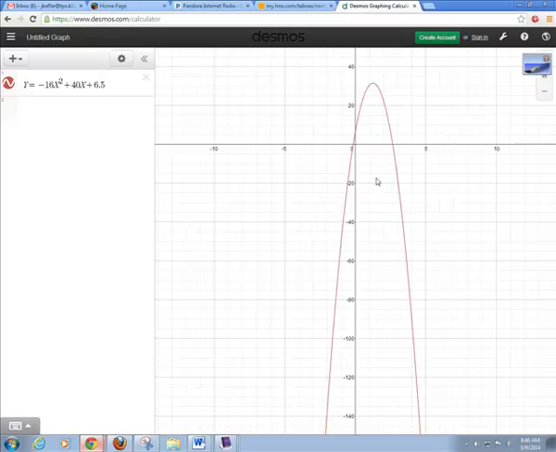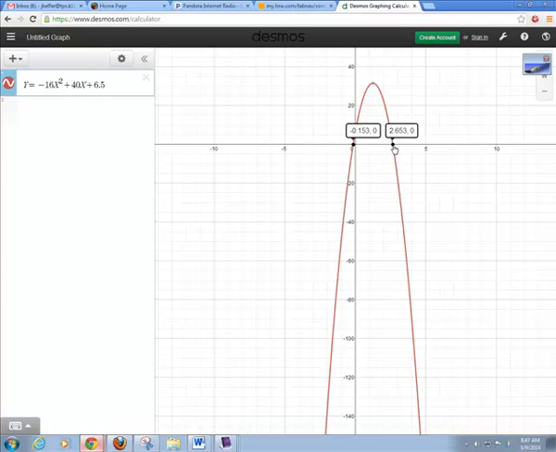I know you can scroll back and forth to get it, but what I'm looking for are the zeros. So if you come here and you just click, it looks like the zero is approximately negative 0.15, but that doesn't really help me out at all because I can't have negative time. And the other one is approximately 2.7 seconds. So this is one way that you can find it.